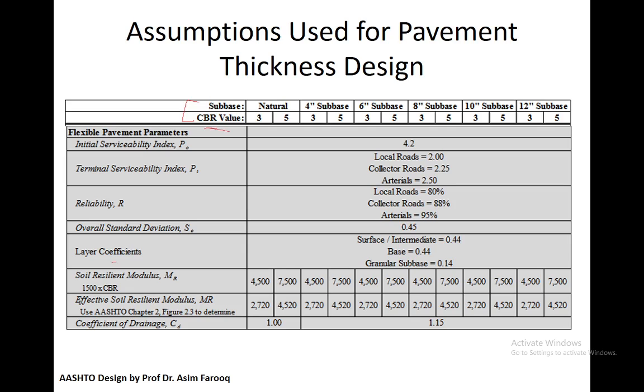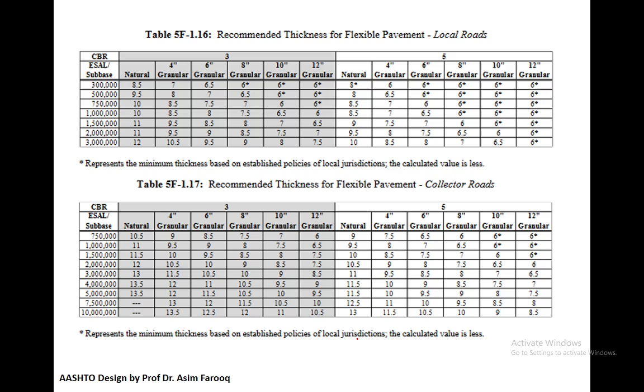If we have the subbase value, on the basis of CBR, we can determine and assign different thicknesses to each and every layer. So if we have the serviceability index, then terminal, then reliability factor and so on, we can select the different layer thicknesses. For example, the natural layer should be 3 inches, the subbase should be between 3 to 5, while the subbase should be 6 inches and so on.